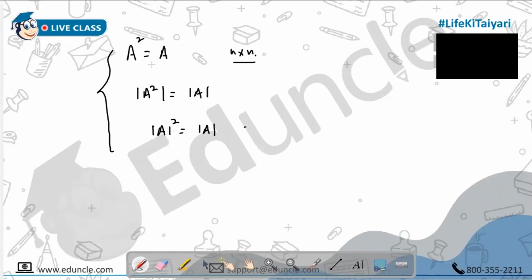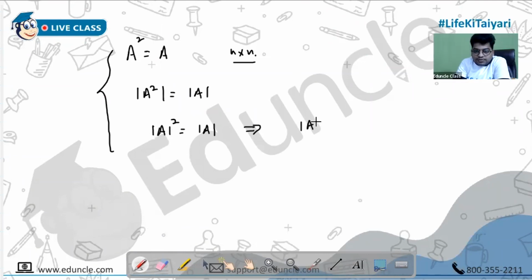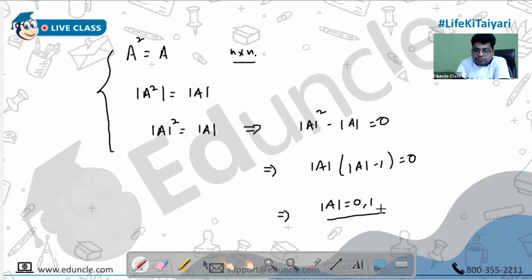So here we can write that the determinant is a real number. So the determinant of the matrix is like this. So here you can say the determinant of 0 is 1, so the determinant of the matrix is 0 or 1 only. It means we can say the idempotent matrix.